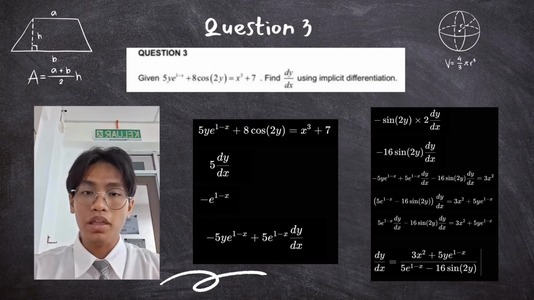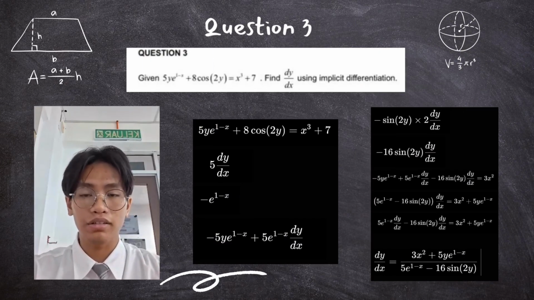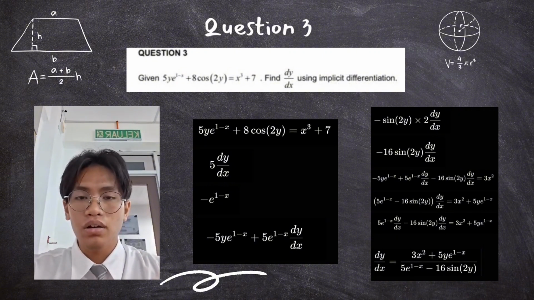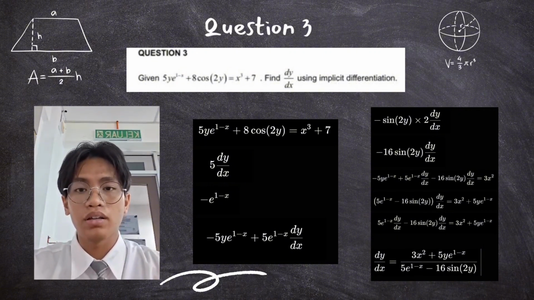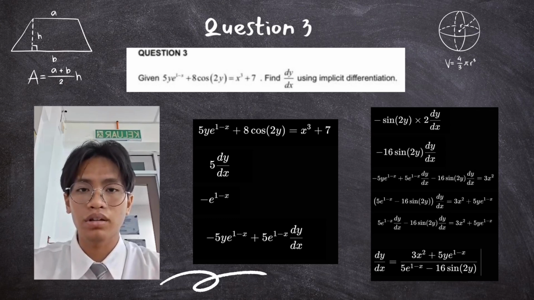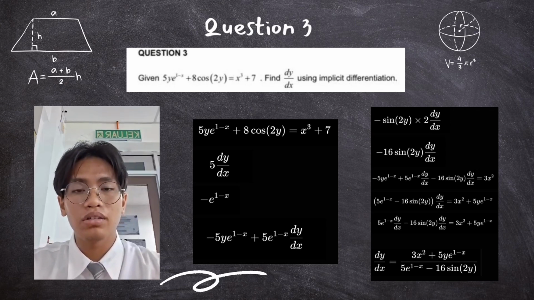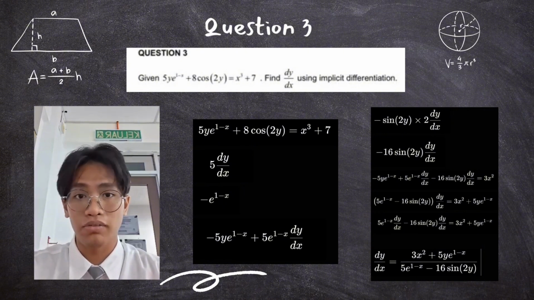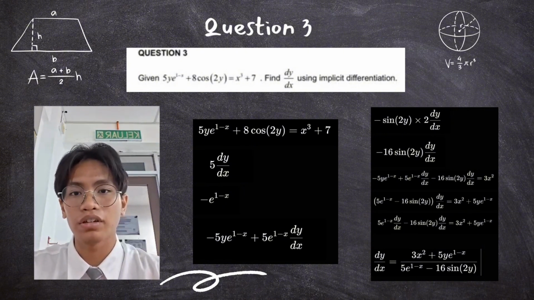Good morning everyone. Today I will explain how to find dy over dx using implicit differentiation. The given equation is 5y e to the power of 1 minus x plus 8 cos 2y equals to x cubed plus 7. Since y is mixed together with x, it is difficult to make y the subject of the equation. Therefore, we use implicit differentiation.